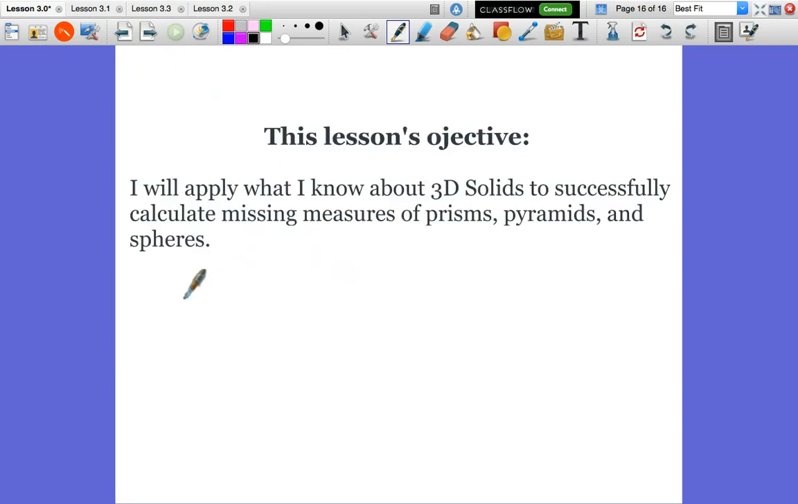Fantastic. So what we did in this lesson was we did a ton of review, right? We started off and looked at area and composite area. We reviewed the formulas for finding volume, and then we did a variety of problems incorporating volume of prisms, pyramids, and spheres, which included cylinders and cones.